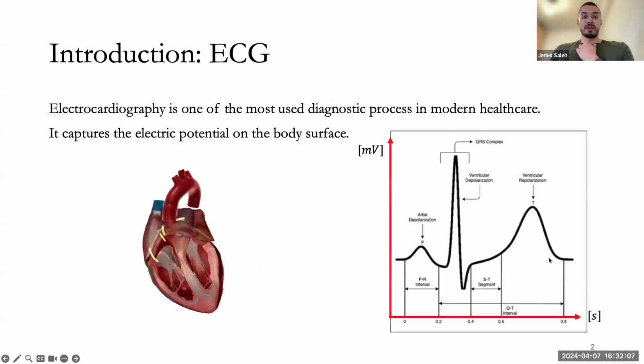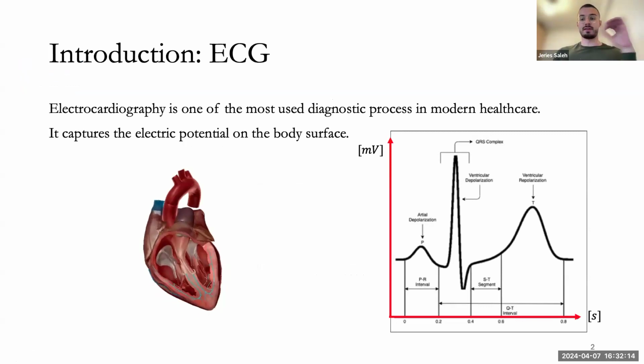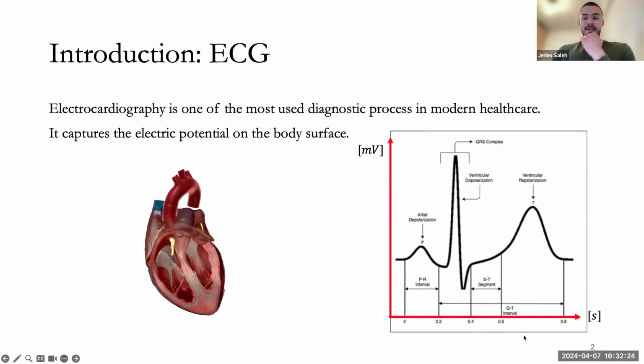ECG is short for electrocardiograph. It's the most used diagnostic tool to capture the electrical potential propagating in the heart. And it can be used to diagnose the existence of multiple diseases and medical conditions, such as heart attack. And the data collected is a time series, with the x-axis being the time domain in seconds, and the y-axis is the measured potential in millivolts.